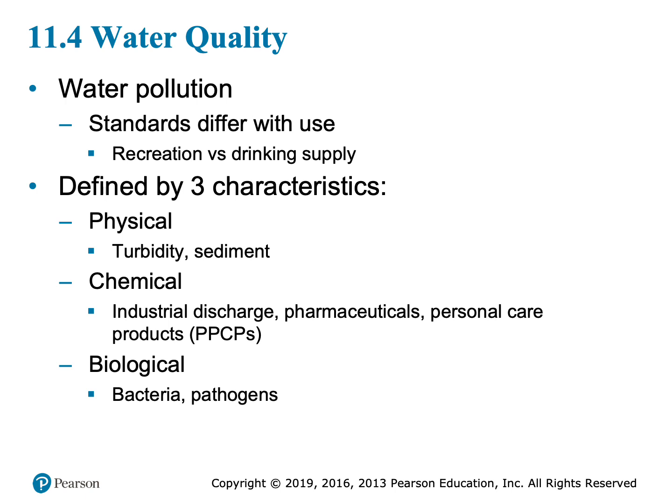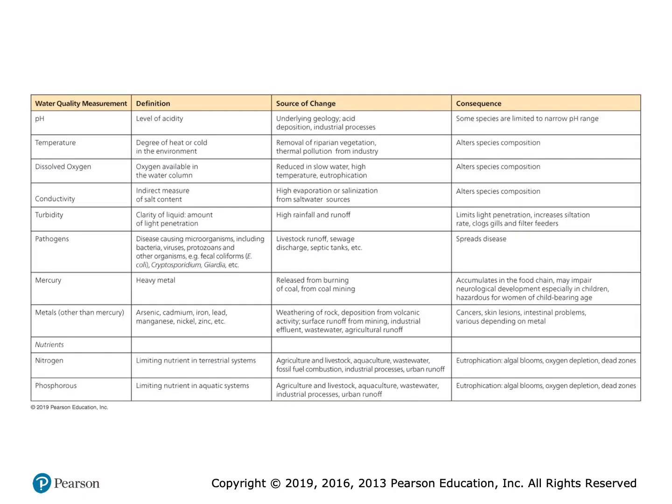Physical pollution can be due to sediment or just physical things that could end up in it. Chemical pollution could be from industrial discharge, pharmaceuticals, or personal care products. And biological pollution could be from bacteria or other pathogens. These are parameters commonly measured in the assessments of water quality, and you can see the physical, chemical, and biological parameters included in the assessment here.